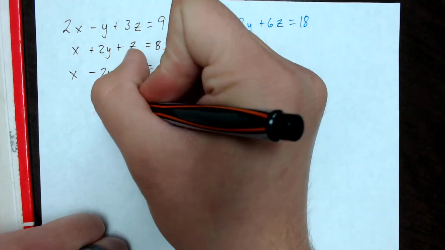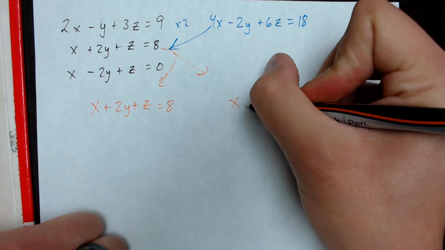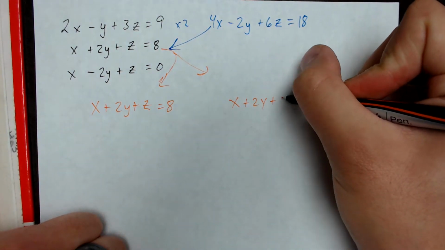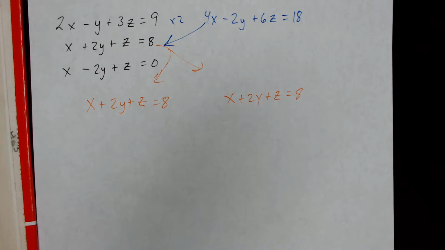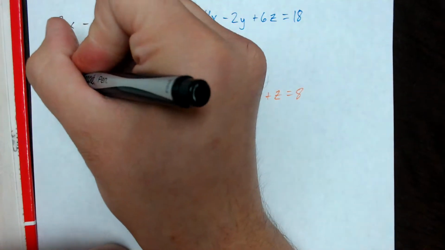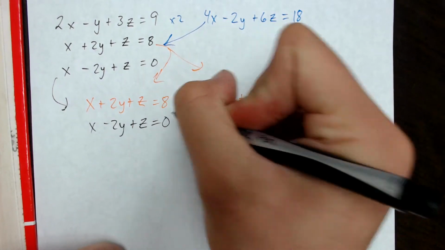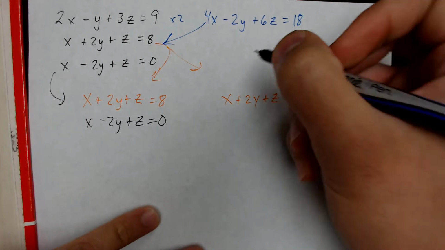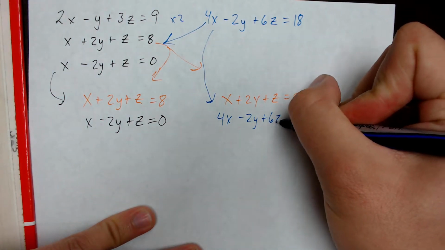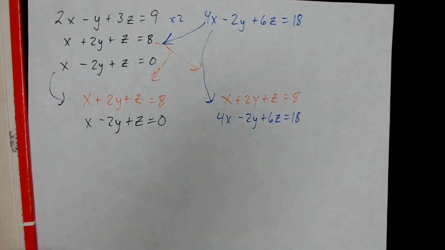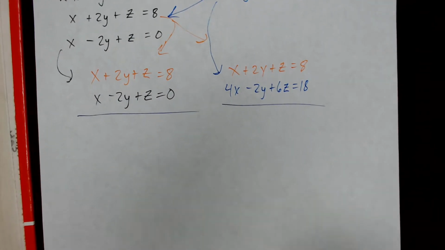So this middle equation is x plus 2y plus z equals 8. I'm going to write that twice. And then I'm going to take this equation, and I'm going to write them underneath it. So this original equation here goes down below: x minus 2y plus z equals 0. And this equation is going to go down here: 4x minus 2y plus 6z equals 18. Now when I add both of these, I'm going to have 2 equations that only have 2 unknowns.